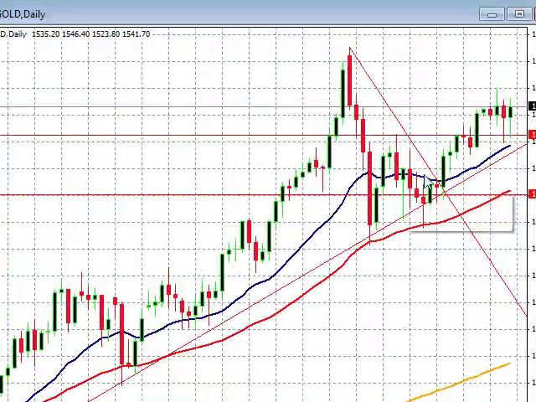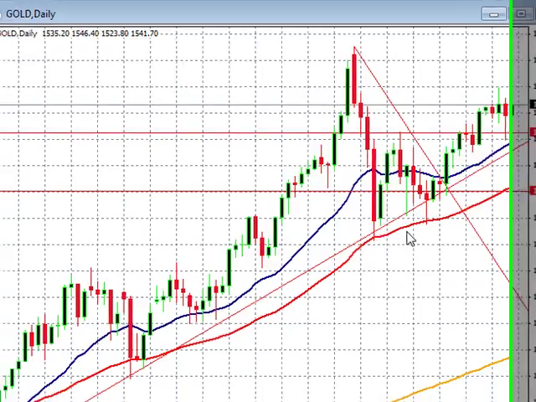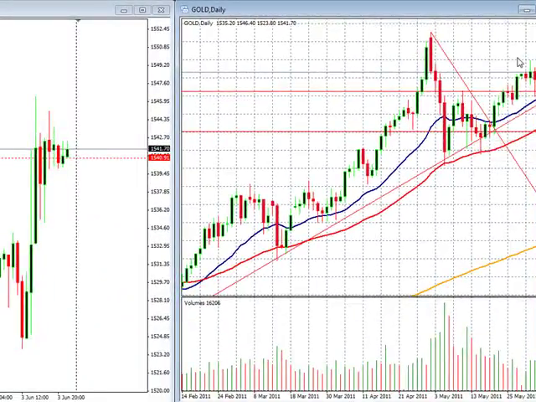We can see the support of the 50 and the 20, and now the 20 moving average acting as support. You can see some key levels that once we broke and found support, we have broken back. And now we're into this last auction area where we may test the last swing high.